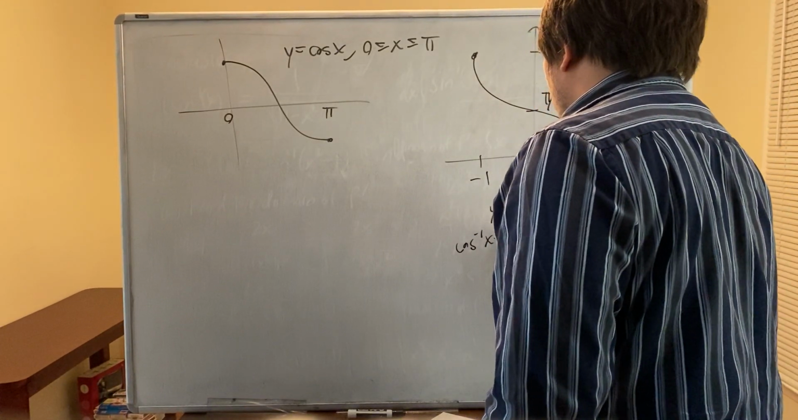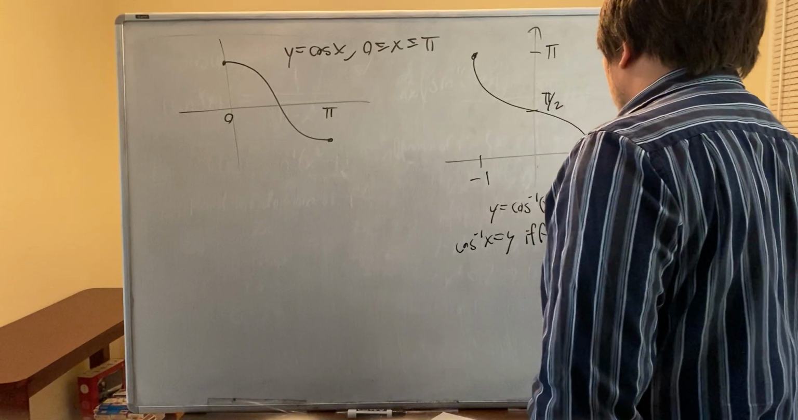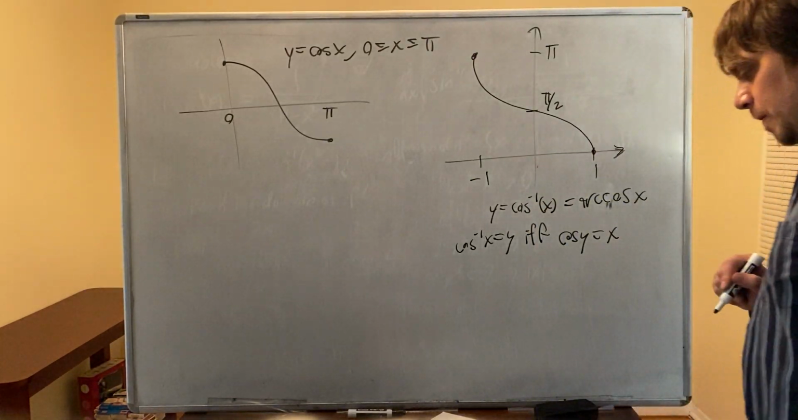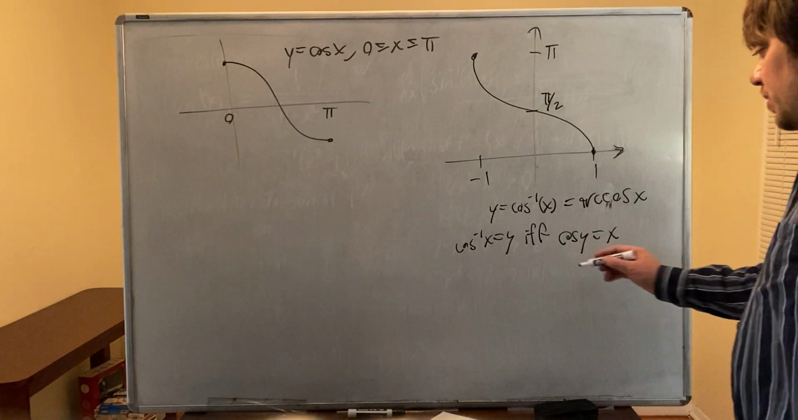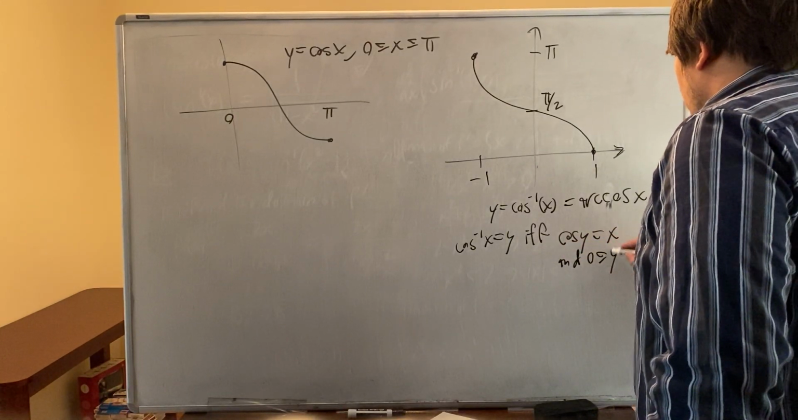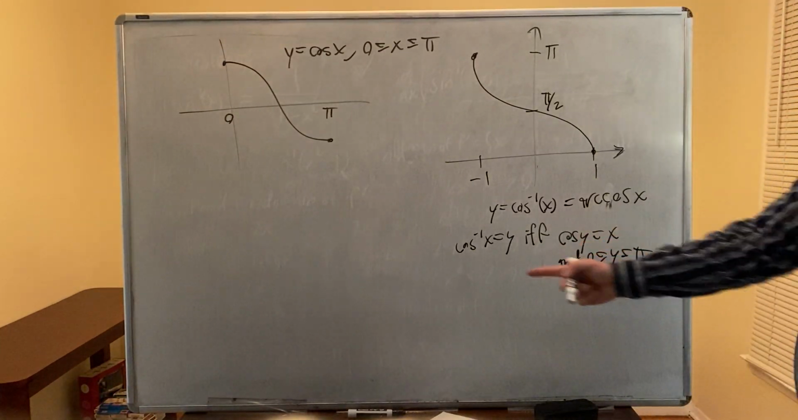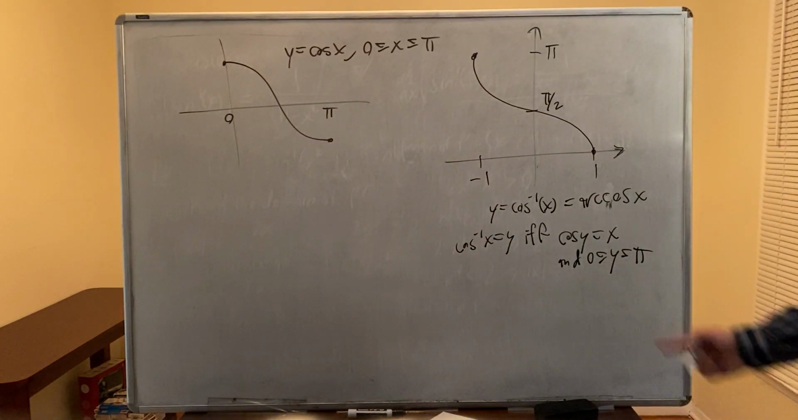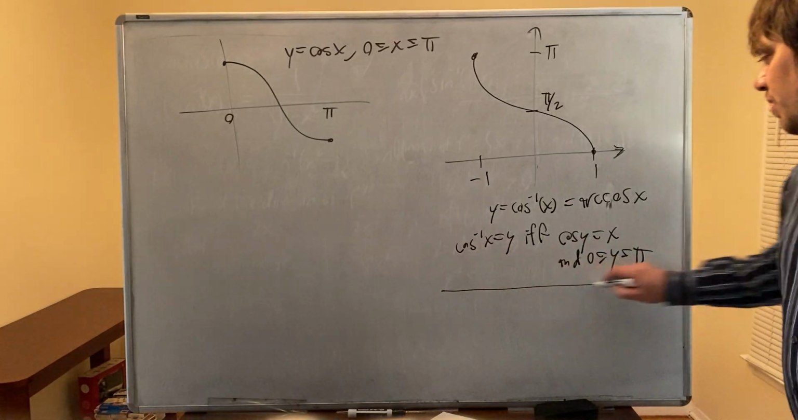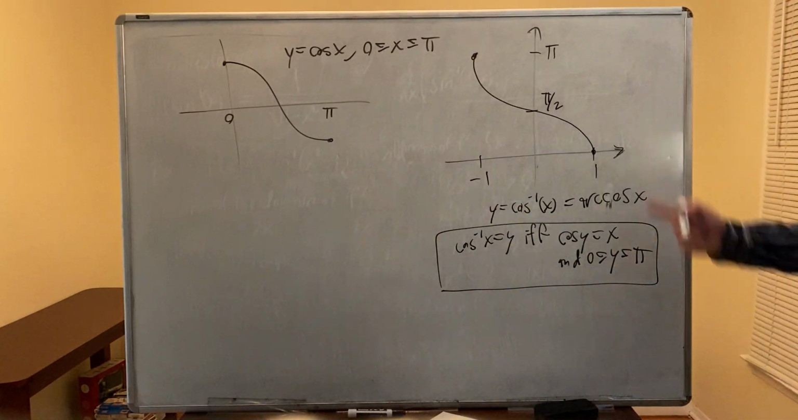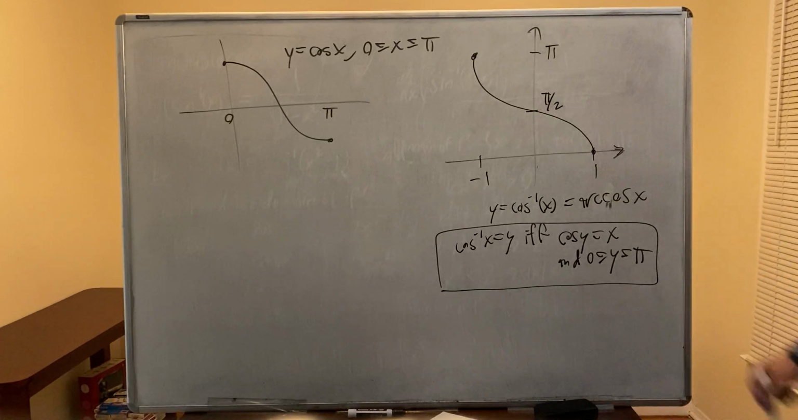So cosine inverse x equals y if and only if cosine y equals x, where 0 is less than or equal to y, less than or equal to pi, restricting the domain. Here y is the input of cosine. So this is defining cosine inverse. That's the graph of cosine inverse of x.